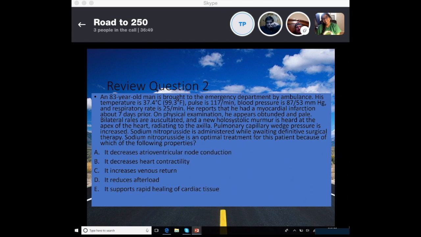An 83-year-old man is brought to the ED by ambulance. His temperature is 99.3, pulse is 117, blood pressure is 87 over 53, and respirations are 25. He reports he had an MI about 7 days prior. On physical exam, he appears obtunded and pale. Bilateral rales are auscultated, and a new holosystolic murmur is heard at the apex of the heart, radiating to the axilla. Pulmonary capillary wedge pressure is increased. Sodium nitroprusside is administered while awaiting definitive surgical therapy. Sodium nitroprusside is an optimal treatment for this patient because of which of the following properties?